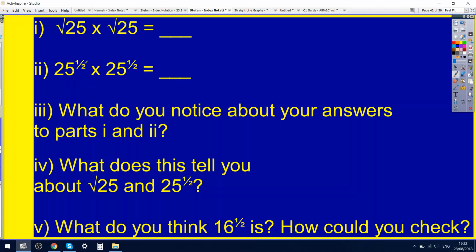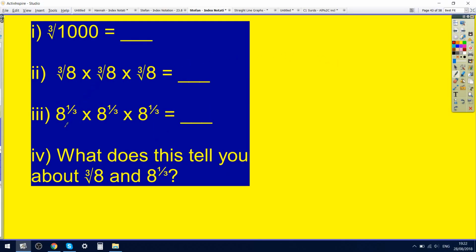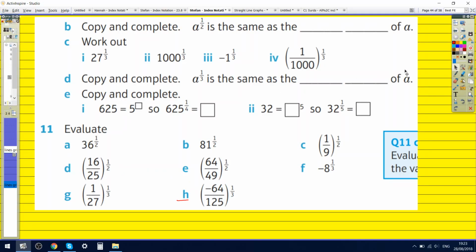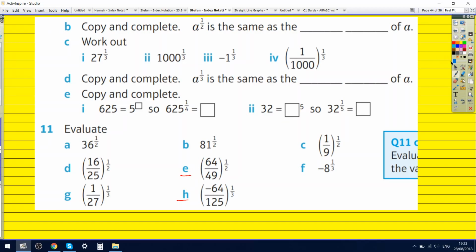What is 25 to the power of a half? That's it. What would be 8 to the power of a third? Yeah. I think you'll be okay. Let me see. What would be the very last one? H. Let's do E and then H. Yeah. And H.